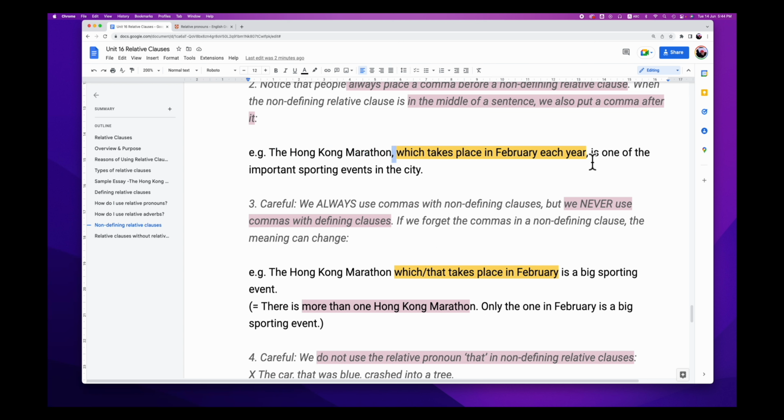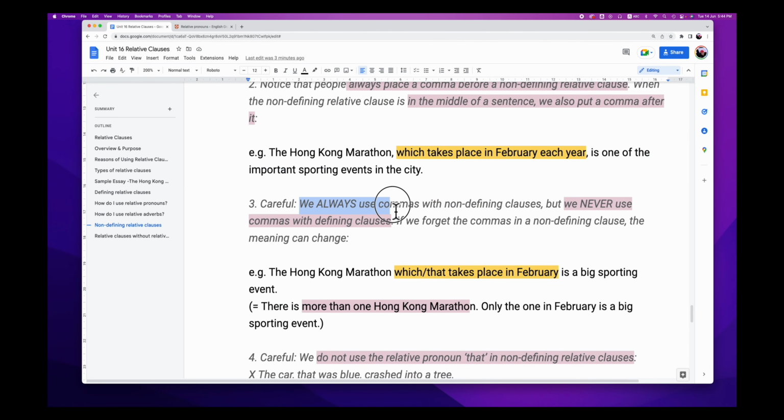We remind you guys that every time we use a non-defining relative clause in a sentence, we have to put a comma. If the relative clause is at the end, then a comma is put in front of it. But in the middle, we put a comma before the relative clause as well as at the end of it. Now, let's take a look at the third point.